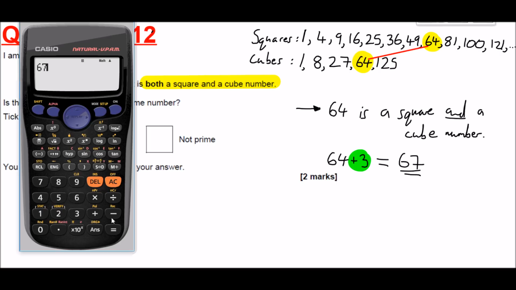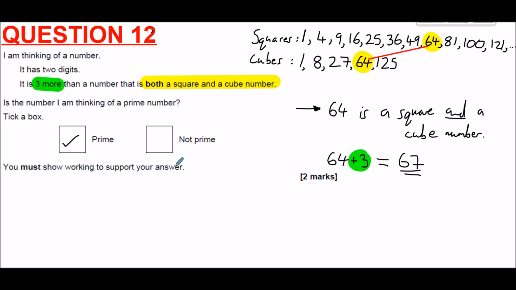So I'll just show you that again. 67, press equals, then shift, fact, nothing happens, therefore it's prime. Or by trial and error, you wouldn't find anything you can divide 67 by, apart from 1 and 67. So yes, 67 is prime.